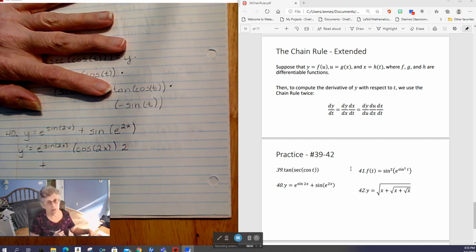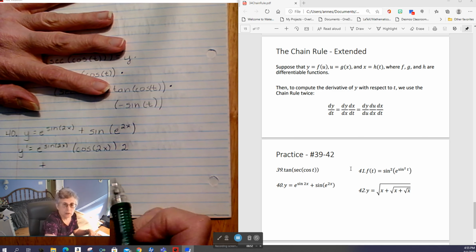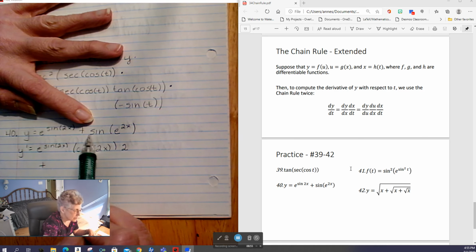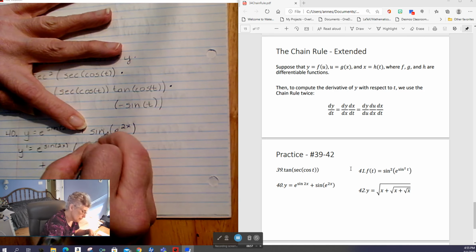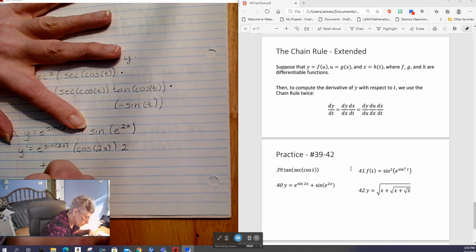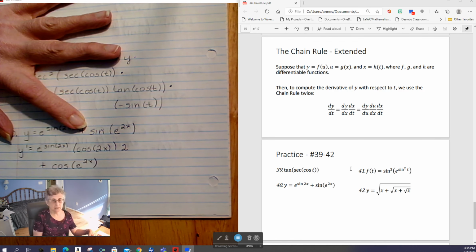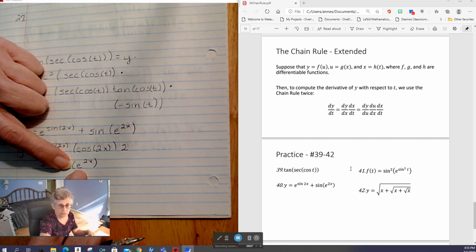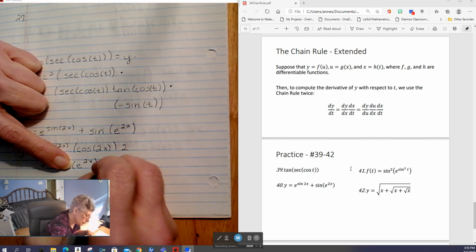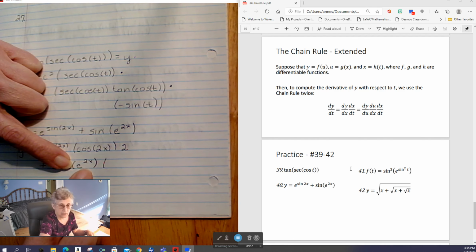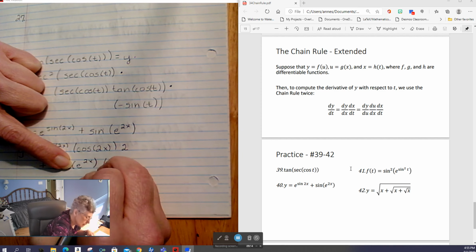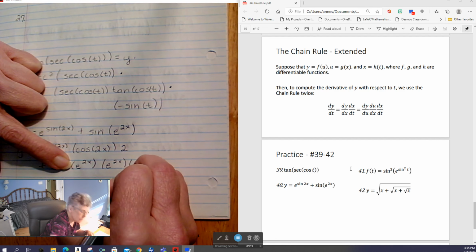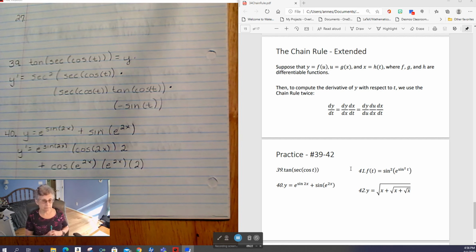I'm going to go to the next row because I write big. My outsidest function here is sine. So derivative of sine is cosine. Inside function stays the same. Now I look at the function e to the 2x. Outside function for that piece is e. You just write it down exactly the way it is. And the inside function, 2x. Easy enough.